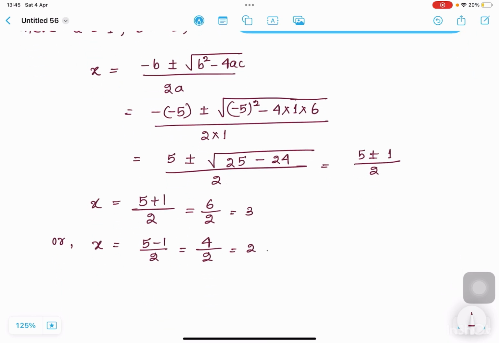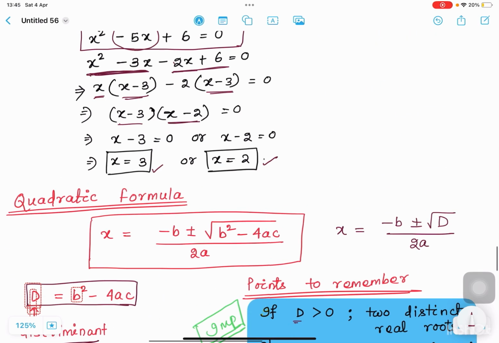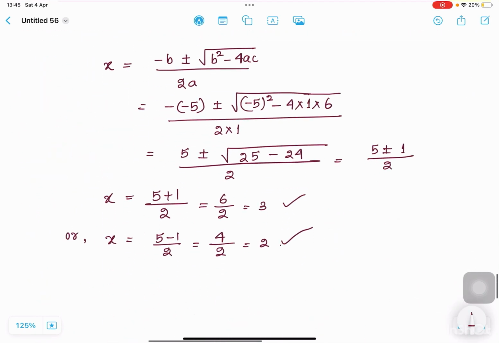If we take plus, x = (5 + 1) / 2 = 6/2, that is 3. And if we take minus, x = (5 - 1) / 2 = 4/2 = 2. So we got two numbers, 3 and 2. In the middle term splitting method we also found 3 and 2. Here also 3 and 2.